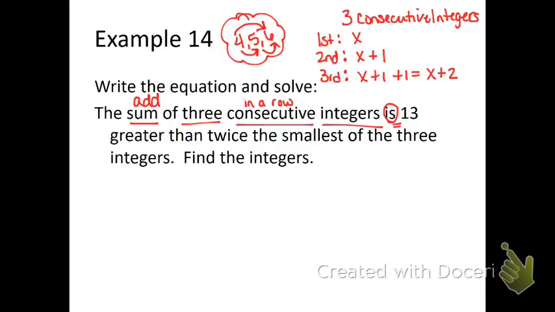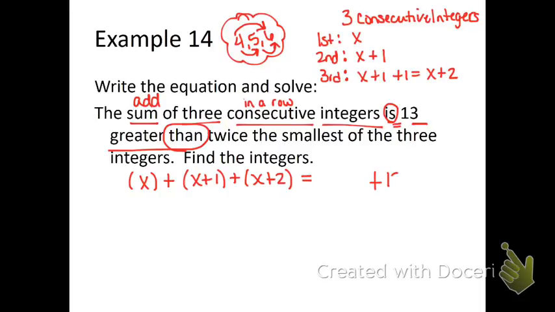Alright, so now we got that left side. We said the sum, we're adding them, so we're going to take our first integer plus our second integer plus our third integer, and it says is, so it's equal to. Then we have 13 greater than. Remember, anytime we talked about if it says greater than or less than, when it has that word than, we're going to switch the order. So greater means we're adding, but if it's greater than, we're going to add 13 to something. Well, what are we adding to? Twice, which means 2 times the smallest of the three integers. Well, the smallest one is just that x.